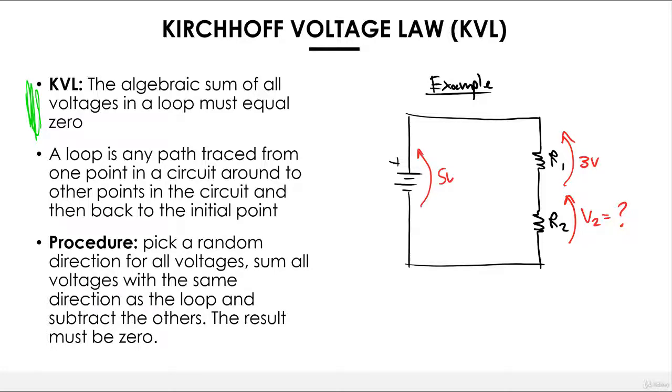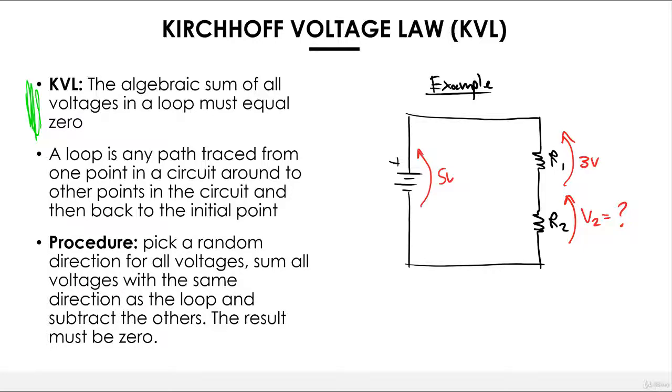What is a loop? A loop is any path traced from one point in the circuit around other points in the circuit and then back to the initial point. So, very simple definition. How do you actually implement that practically speaking? I'm just going to show you very simply with an example on the right.